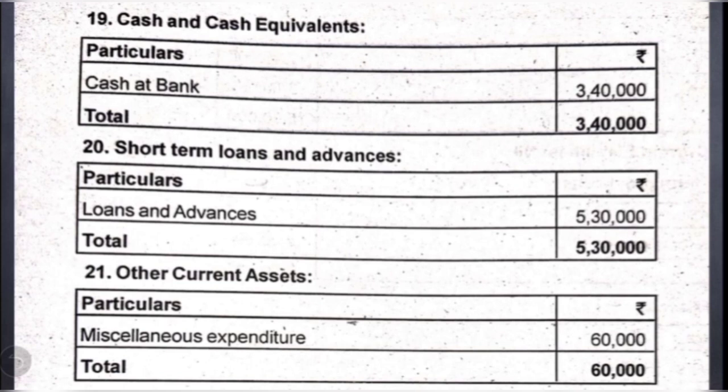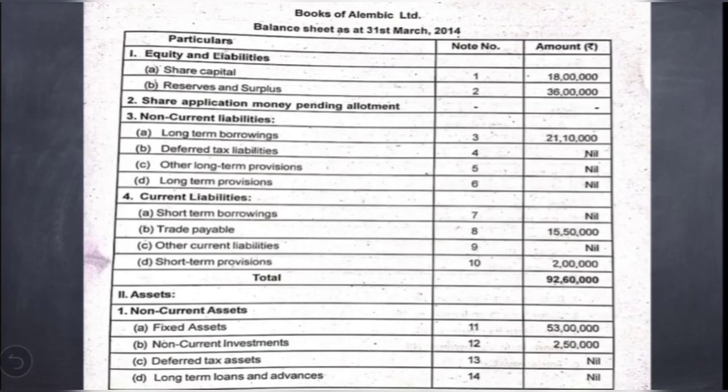Next one is cash and cash equivalents, where we are going to write cash and bank balance 3 lakh 40,000. Short-term loans and advances amounting to 5 lakh 30,000. Other current assets, that is miscellaneous expenditure amounting to 60,000. So these are the various notes which we have to show before we prepare the format of balance sheet. Then we are going to prepare the format of balance sheet.